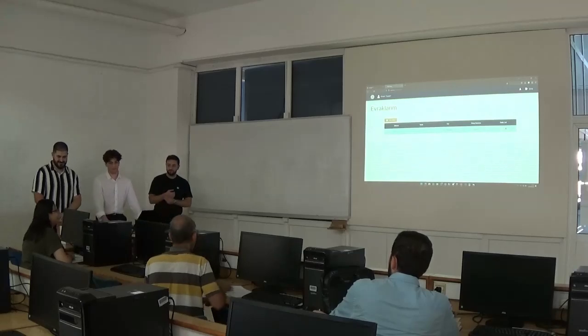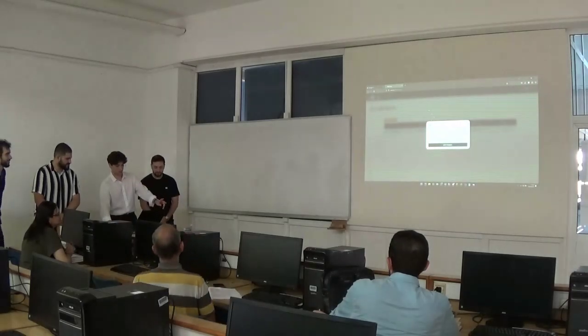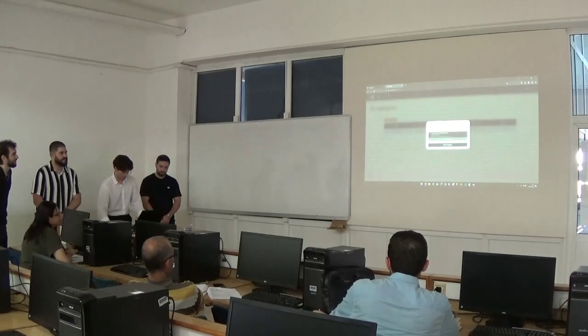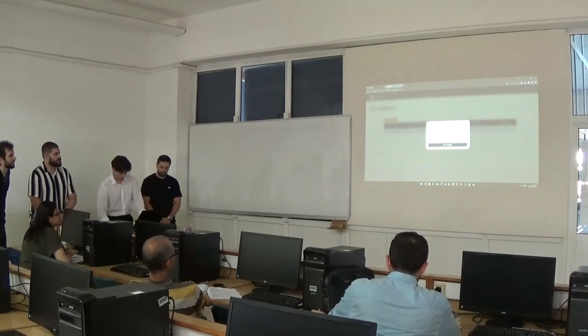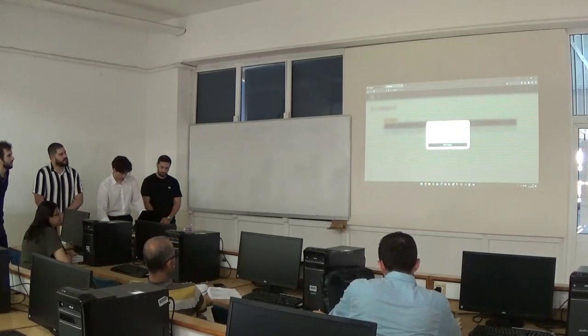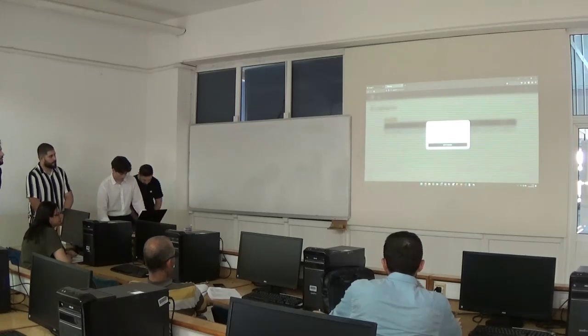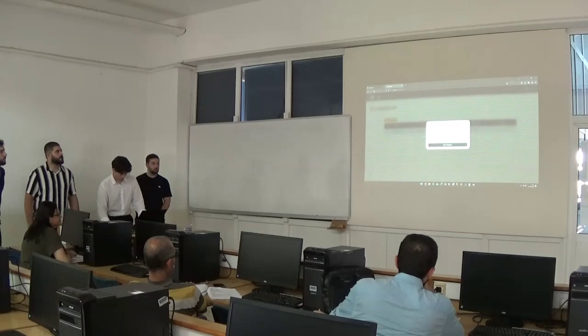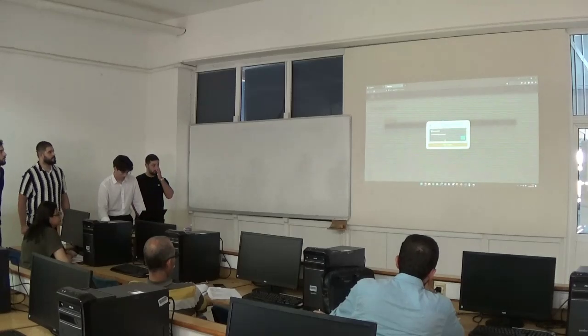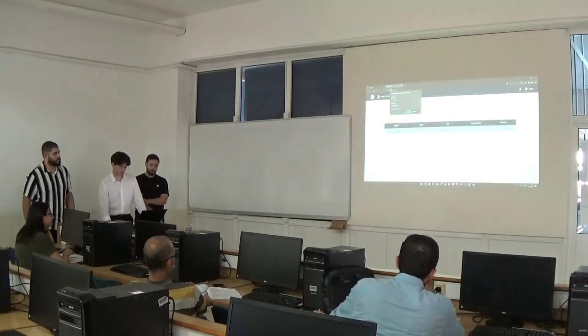Finally, we can change the password from the user. We have to enter the old password, and we can enter a new one. Yes, the password has been changed.